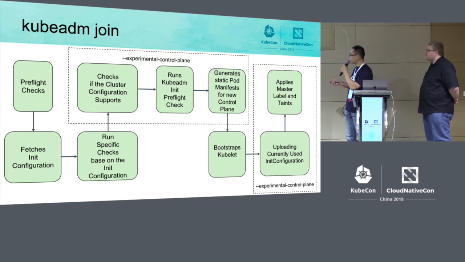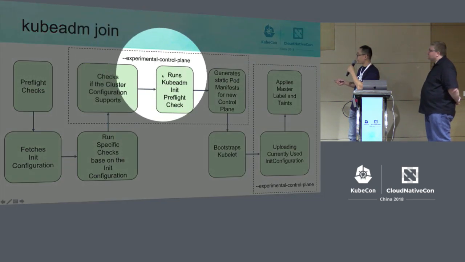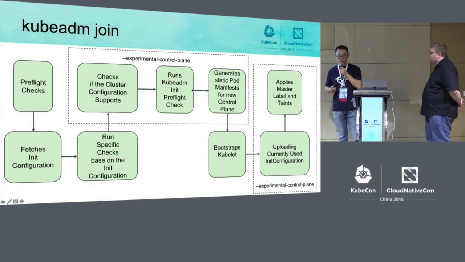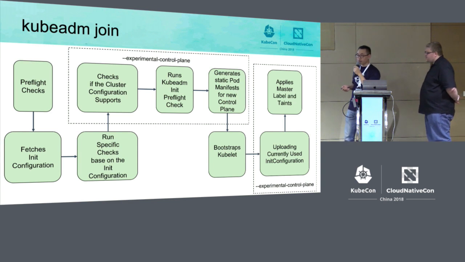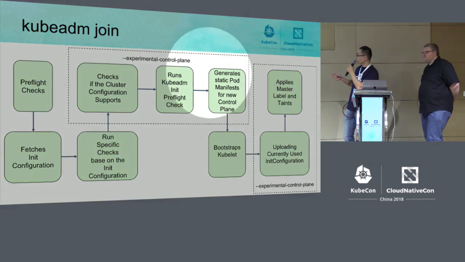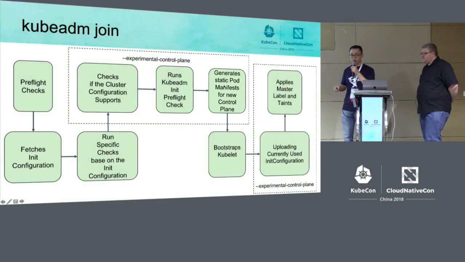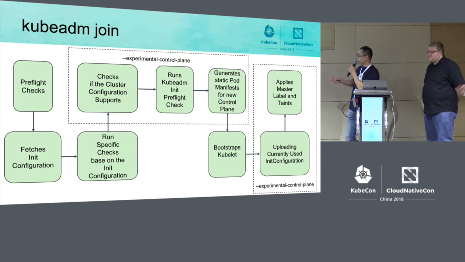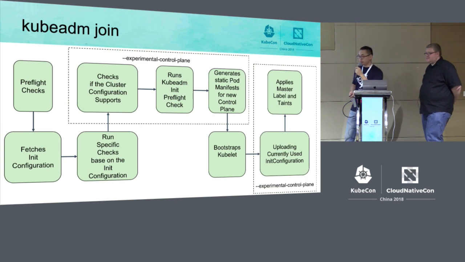The next step is to run the kubeadm init pre-flight check. This pre-flight check you can consider as kubeadm alpha pre-flight master, since it is running as a control plane, so you can consider it a master node. The next step generates static pods. We will generate 4 components here: API server, scheduler, controller manager, and etcd. When these 4 manifests are generated, 4 pods will be created in the API server.